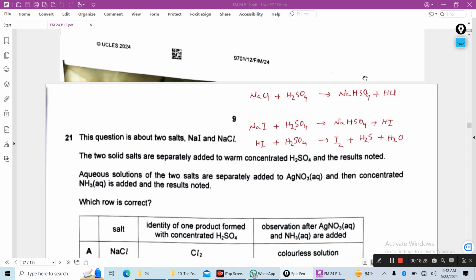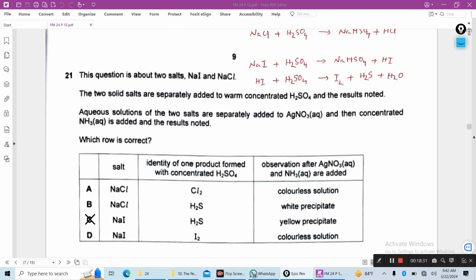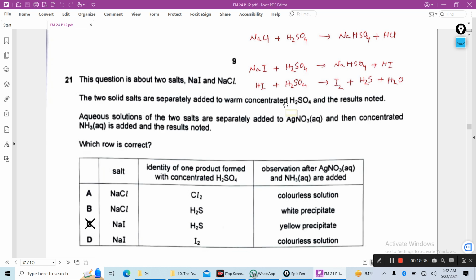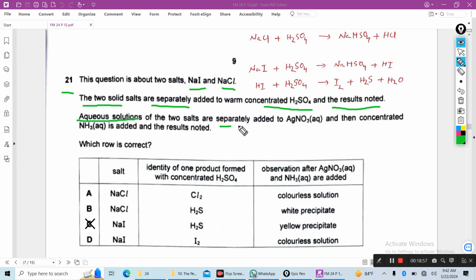Next, now 21, the question is about two salts, sodium iodide and sodium chloride. The two solid salts are separately added to warm concentrated sulfuric acid, and the results noted. Aqueous solutions of the two salts are separately added to silver nitrate, and then concentrated ammonia is added, and the results noted.